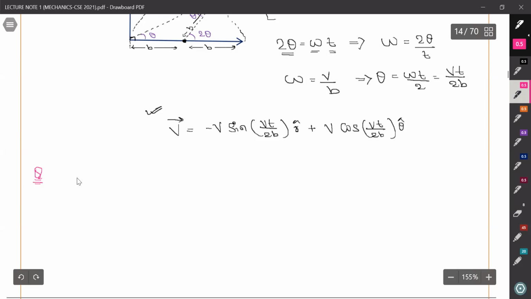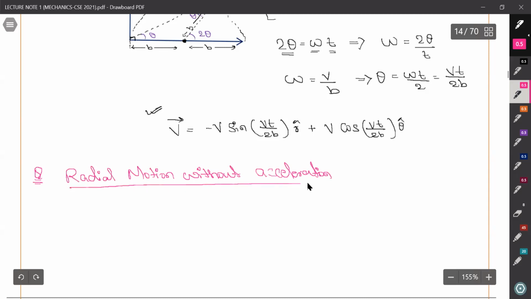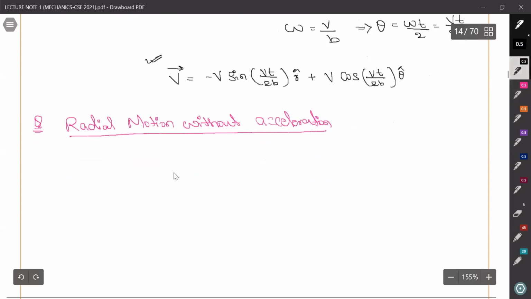And this is radial motion without acceleration. I'm trying to cover each and every dimension of your syllabus, wherever a question may come from. Write down the question. Also, when I write the question, you should pause the video and first try it yourself. Then only you should see the solution.